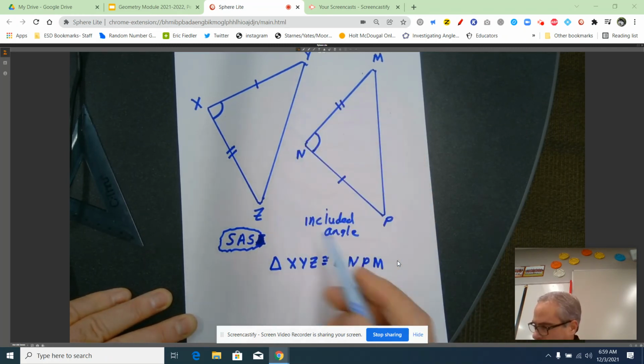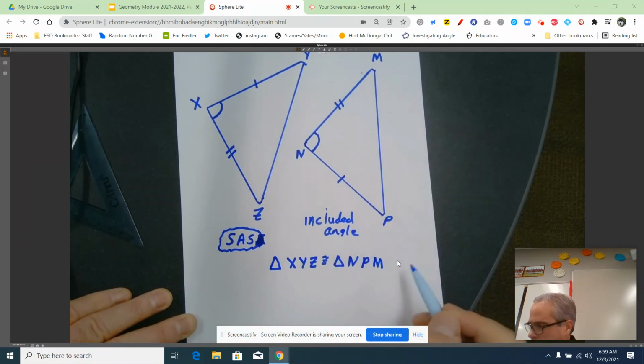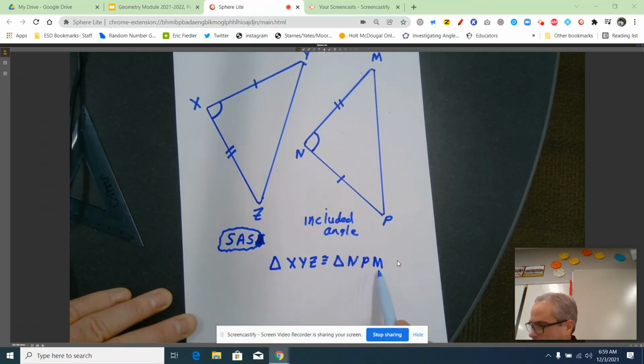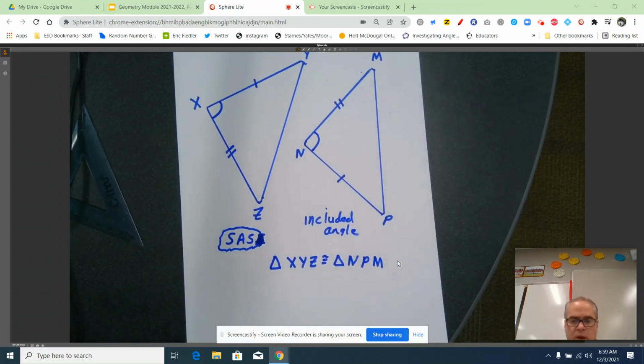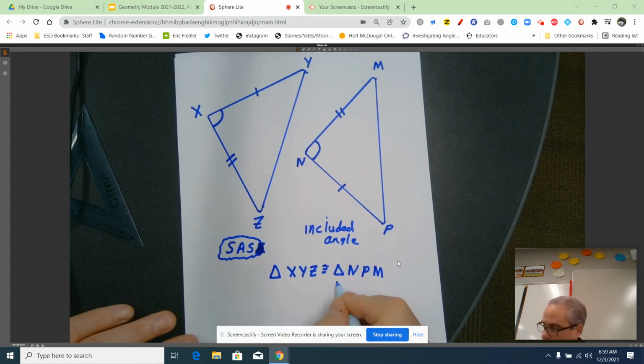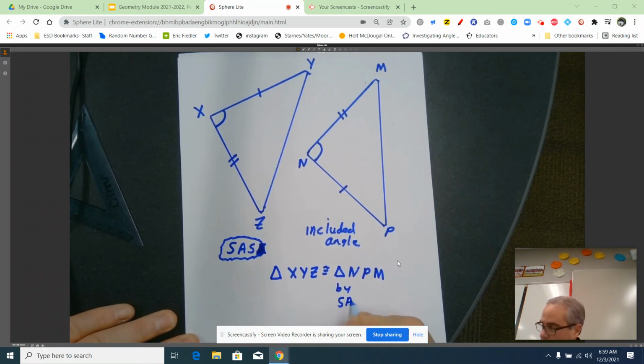YZ is not tick marked. PM is not tick marked. First and third, XZ double. NM double. We got it. Okay, we got it in the first shot. So make sure that you have the right order there. So these 2 triangles are congruent by SAS postulate.